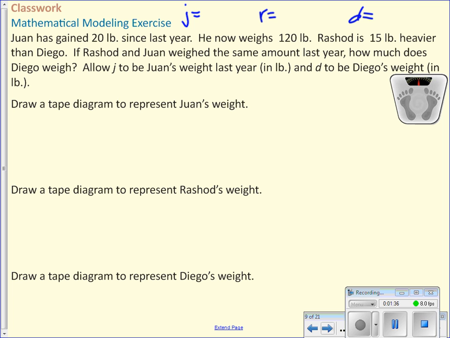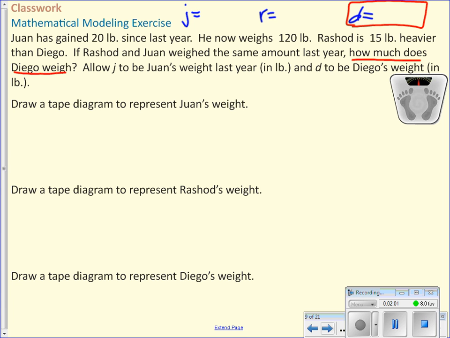So here's our question. We want to know how much does Diego weigh. That's our main question, Diego. That's what we want to solve, okay? So J is going to be Juan's weight last year, and D is Diego's weight. All right, who's already intimidated? All right, absolutely. So let's deconstruct it one line at a time.